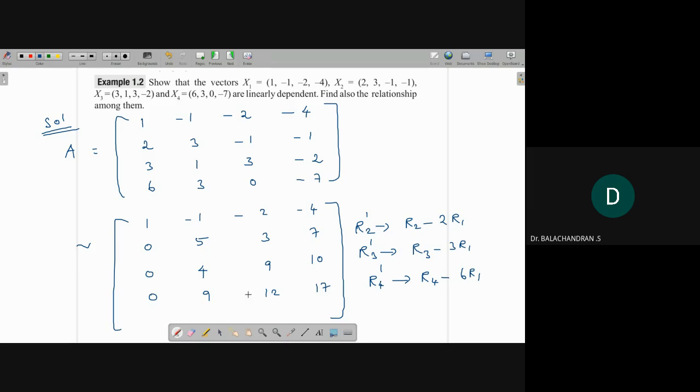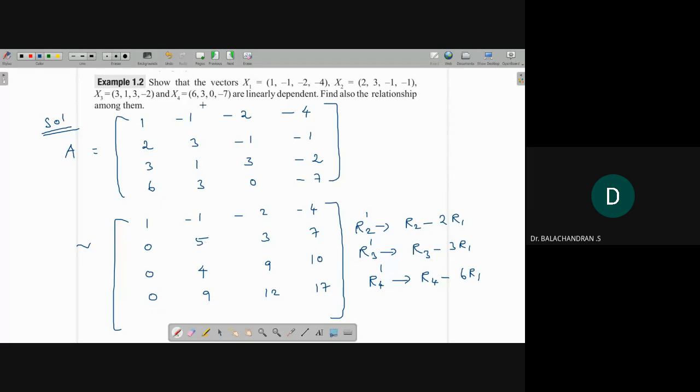Okay. Next, I want to make these two elements 0 using this diagonal element. Either you can multiply this by 5 and this by 4, or otherwise first you should divide this by 5 to make this 1, and then you can do it. That is up to you. You can do it in any method. The simplification is for you to decide. So now I am going to divide by 5.